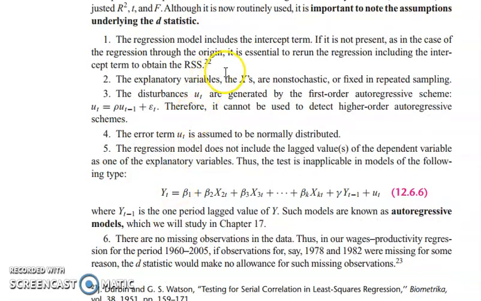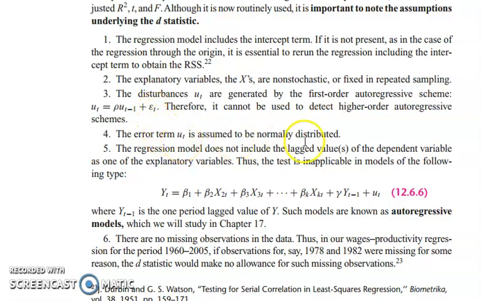Before we go into the hypothesis testing, we need to understand the assumptions when using Durbin-Watson. First, the regression model needs to include the intercept term. If the model does not have any intercept term, meaning it is a model through the origin, then we cannot use the Durbin-Watson test. The explanatory variables, or X, are non-stochastic, which means fixed in repeated sampling. The disturbance, u_t, follows the AR(1) scheme, which is u_t equals rho u_{t-1} plus epsilon_t.